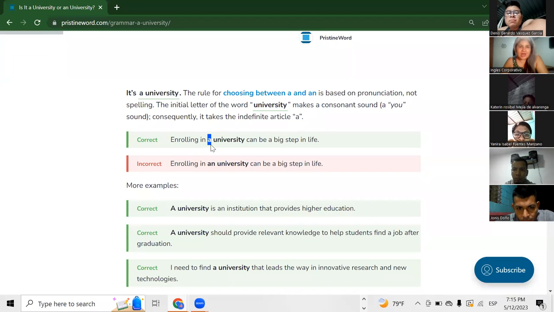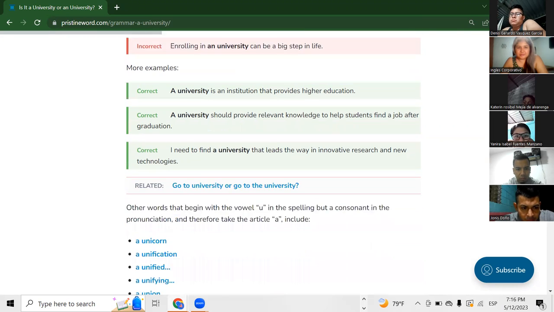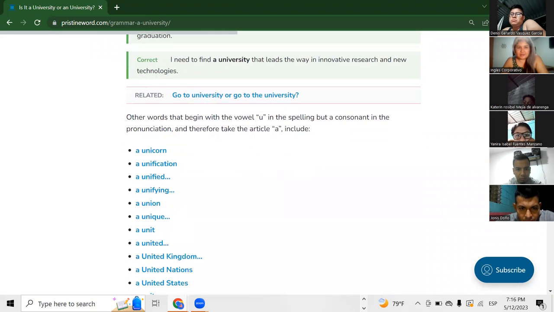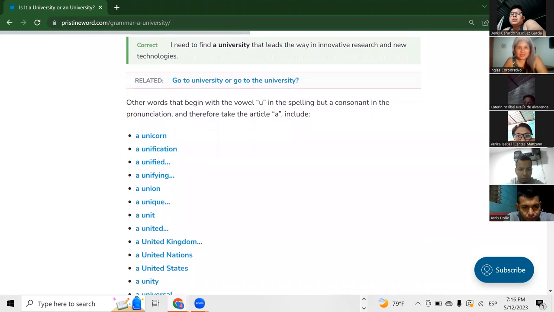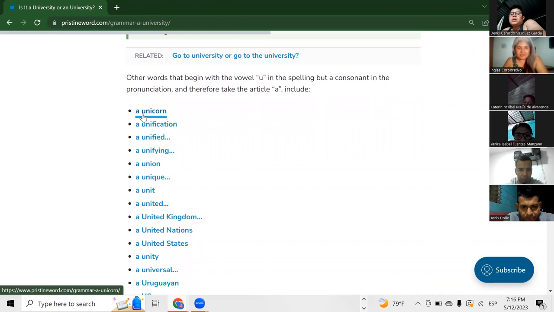¿Ok? University. ¿Ok? Se utiliza el AN porque usted cree que aquí va la vocal. Porque comienza con vocal la palabra, es incorrecto. Así puede encontrar otras excepciones. Ok. Other words that begin with the vowel U in the spelling, but the consonant is the pronunciation. Here we have a unicorn, unicornio.